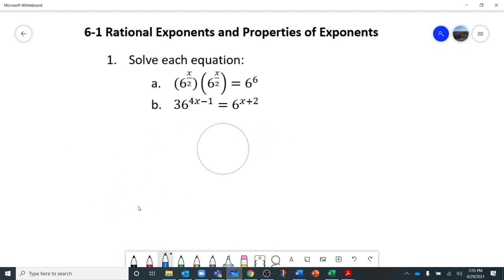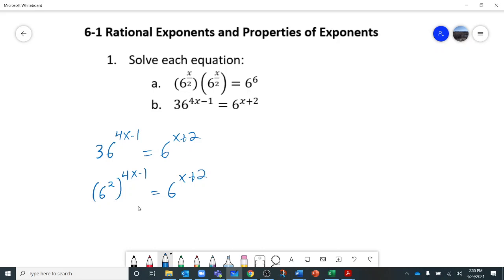All right, the next one, 36 raised to the 4x minus 1 equals 6 to the x plus 2. For us to be able to solve for x, to compare these, we need to be able to get them with the same base. So instead of 36 to the 4x minus 1, I'm going to write this as 36. I know is 6 squared, right? So I'm going to write this as 6 squared to the 4x minus 1 equals 6 to the x plus 2.